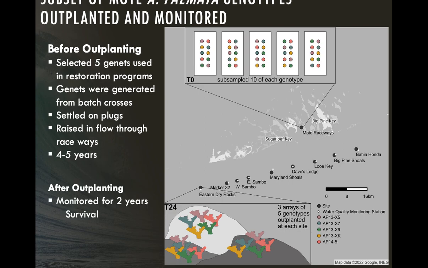Cool. So a little backstory about these particular ramets. As you know, Mote's been doing a really incredible amount of sexual reproduction in their restoration program. What they do is they take individual larvae, those are settled, they start to grow. Once they get big enough, they start to microfrag those. And those are all maintained in their land-based nursery system.